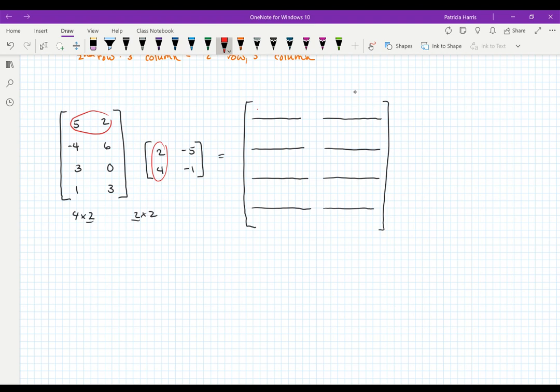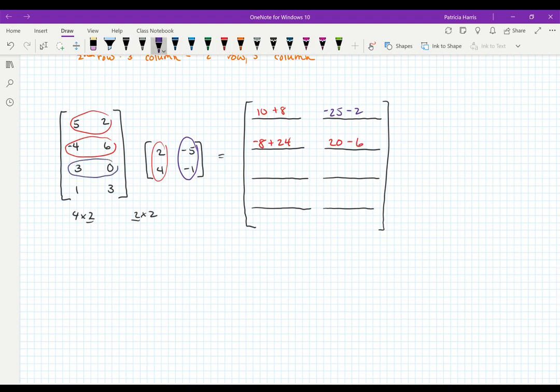Five times 2 is 10. 2 times 4 is 8. Then 5 times a negative 5 is a negative 25. Then 2 times a negative 1, that's a negative 2. Moving down. Negative 4 times a 2 is a negative 8. 4 times a 6 is a 24. Negative 4 times a negative 5 is a positive 20. 6 times a negative 1 is a negative 6.